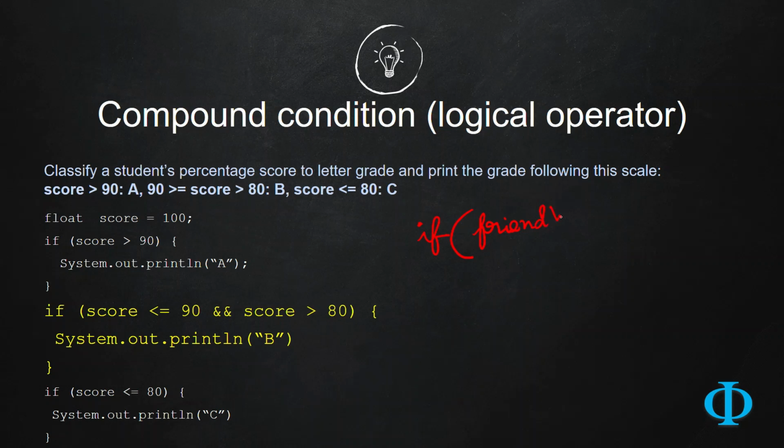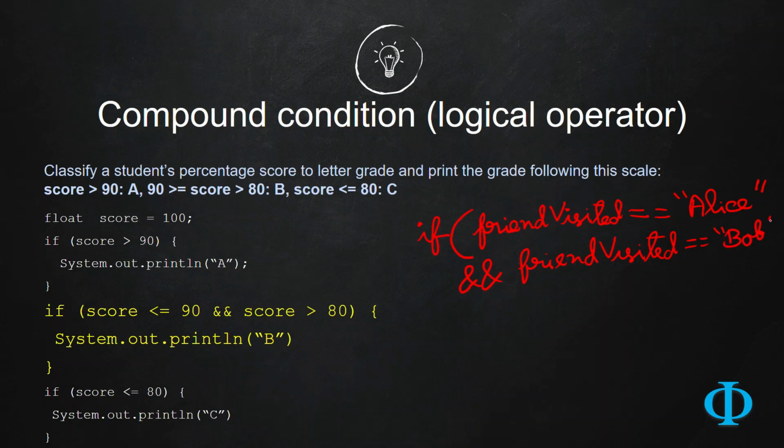So friend visited equals Alice. And you said that, well, not only Alice, but both Alice and Bob visit my house. So you can write like and friend visited equals Bob. Then you can decide like, well, go to playground.